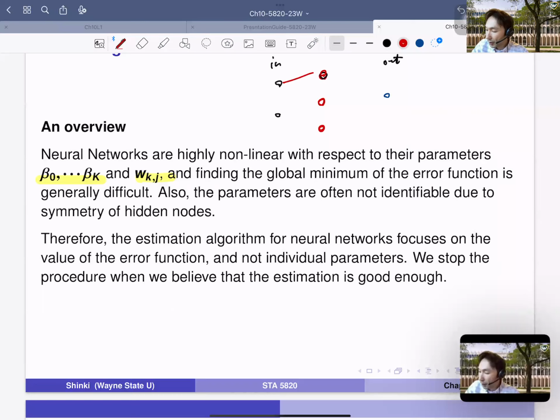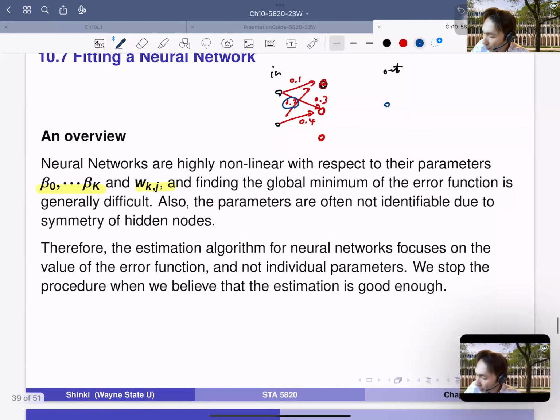So if the parameter for this is 0.1, this is 0.2, and the parameter to this is 0.3, and this is 0.4, if you switch this 0.2 with this 0.4 and this 0.1 with 0.3, and also switch the parameters here and here, suppose this is 1.2 and 1.3, then we get exactly the same result. So we have multiple global minima for the loss function. So we cannot really identify it.